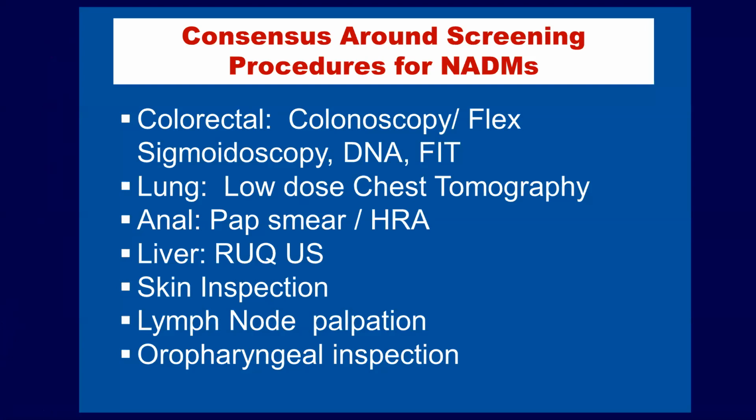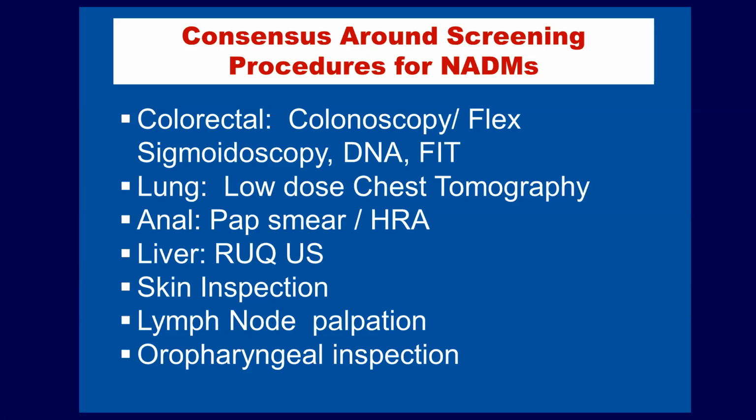These screening tools can save lives. And as Dr. Poggio alluded to, for colorectal cancers, colonoscopy, flex sigmoidoscopy, and a combination of DNA testing and FIT testing, which is the Cologuard, are important interventions. They are not that aggressive, but they can save lives. For lung cancer, in people at risk, low-dose chest tomography is very important. For anal cancer, the pap smear and the high-resolution endoscopy. For liver cancer, an imaging study, an accessible one being right upper quadrant ultrasound every 6 months.